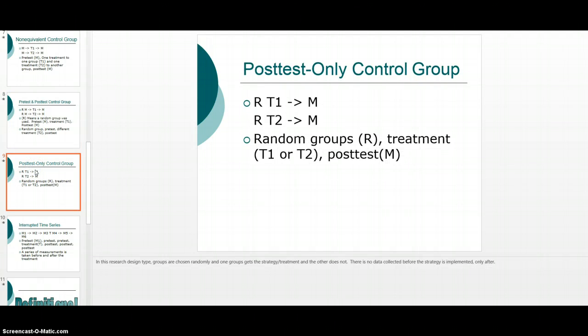Post-test only control group is the next research design type. You'll see that we have two groups again. One gets the strategy, one does not. They're chosen randomly. No data is collected before implementing the strategy, but data is only collected after the strategy.